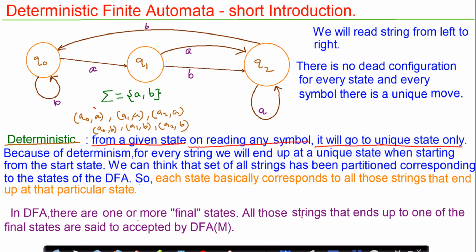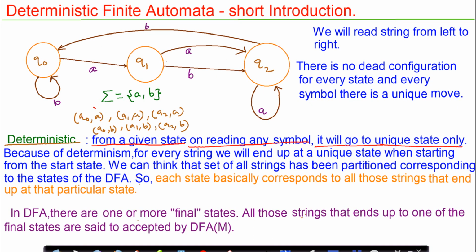So Q1 on seeing A will go to Q2. On B it will go to Q2 also. And Q2 on seeing A will stay at Q2 itself. And when the machine is in the state Q2, if the input symbol is B, then it will go to Q0 state. There is one thing missing here.